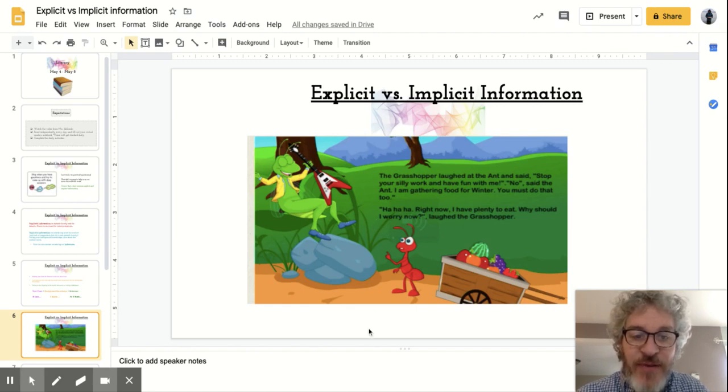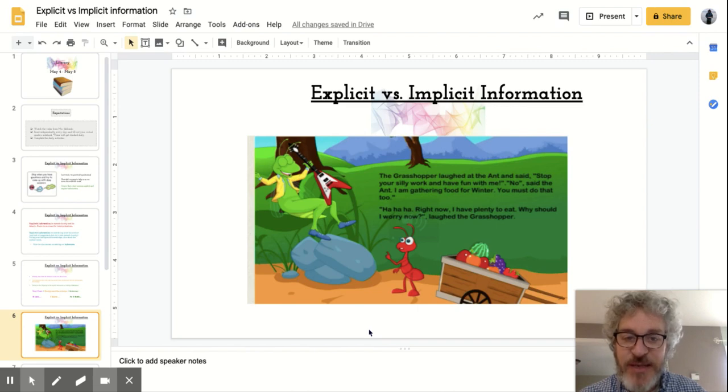The grasshopper laughed at the ant and said, "Stop your silly work and have fun with me." "No," said the ant, "I'm gathering food for winter. You must do that too." "Ha ha ha ha! Right now? I have plenty to eat. Why should I worry now?" laughed the grasshopper.